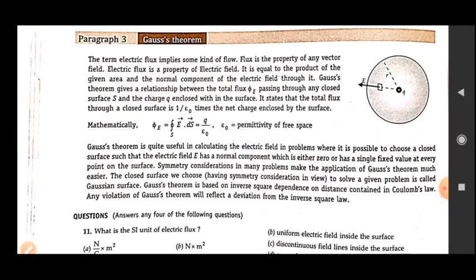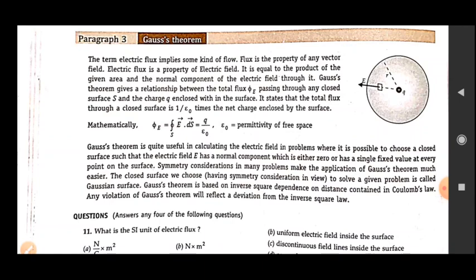So it states that the total flux through a closed surface is 1 by epsilon 0 times the net charge enclosed by the surface. Mathematically you can see the equation. Gauss theorem is quite useful in calculating the electric field in problems where it is possible to choose a closed surface such that the electric field E has a normal component which is either 0 or has a single fixed value at every point on the surface. Symmetry considerations in many problems make the application of Gauss theorem much easier. The closed surface we choose, having symmetry in view to solve a given problem, is called a Gaussian surface.